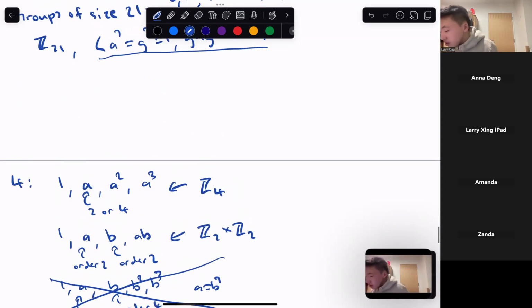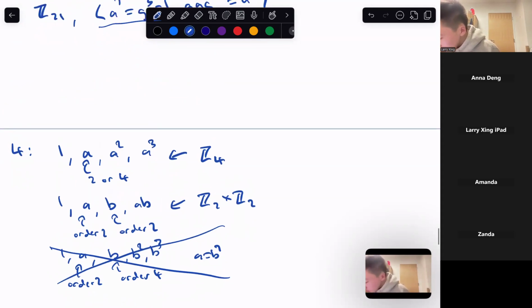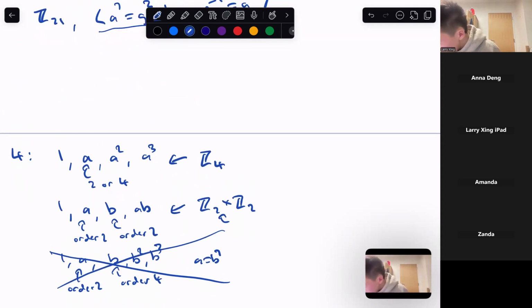And notice here, Chinese remainder theorem doesn't apply. And the reason it doesn't apply here is because these two, even though they're both prime, they're not co-prime with each other. And so Chinese remainder theorem doesn't work.